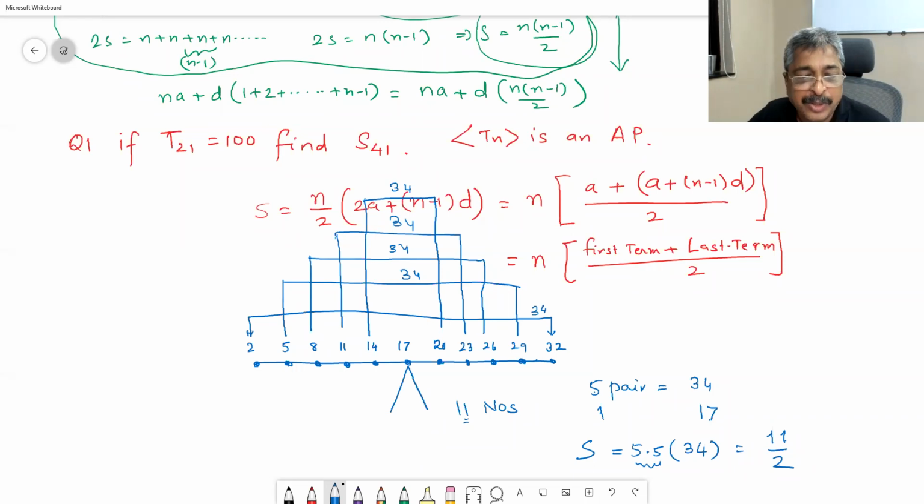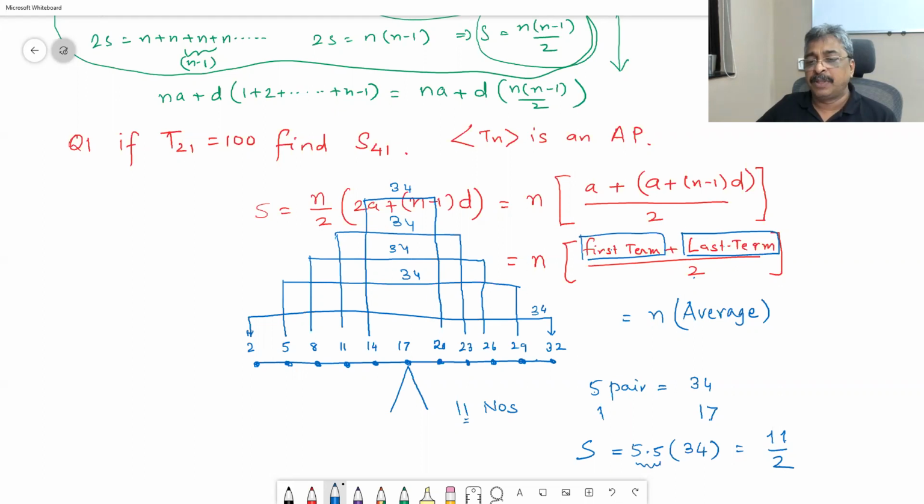But then, can you really look at this every time, or is it okay if you add the first term to the last term, you get the sum, and first term plus last term upon 2 is the average. So the sum of all the numbers in an arithmetic progression is the average of those numbers times the total number.